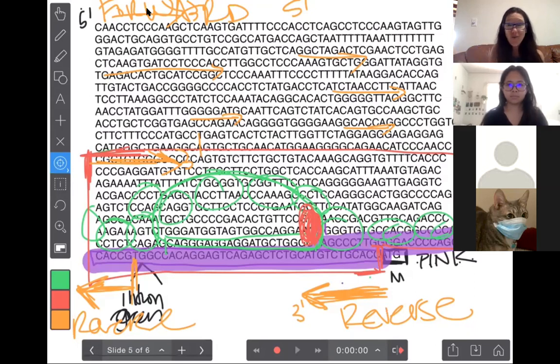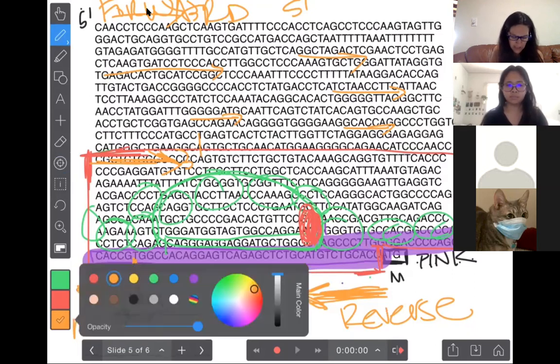PCR is not our research experiment. It's just a step towards our actual experiment. Our actual experiment is, does this sequence drive transcription? Is it a promoter?